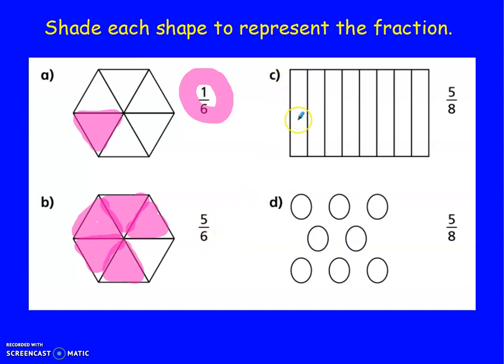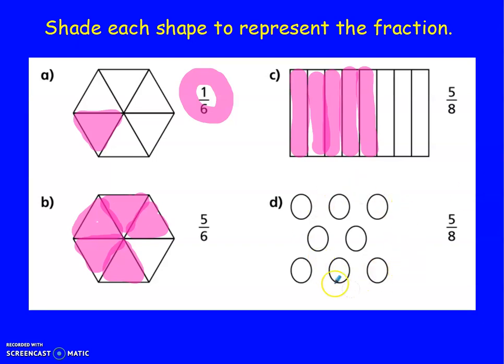Let's have a look at C. There's 8 parts to this shape. 1, 2, 3, 4, 5, 6, 7, 8. And it's asking us to shade 5 of them. 5/8. 1, 2, 3, 4, 5. So 5/8 of my shape is now shaded.